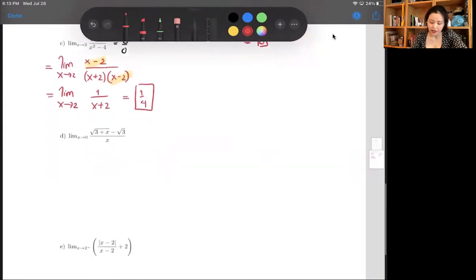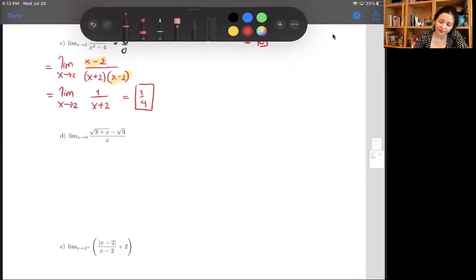Part D, I have the limit as x approaches 0 of square root of 3 plus x minus square root of 3, over x. So here in this form, I see a conjugate. Now you ask me, how do I know? It's just a lot of practice and doing problems. You just kind of recognize the method over time. I don't know it right away. It takes a lot of practice. So don't freak out if you don't get it at first.